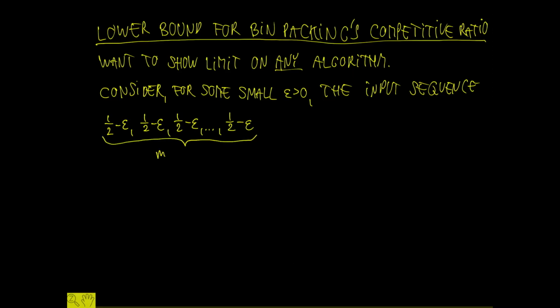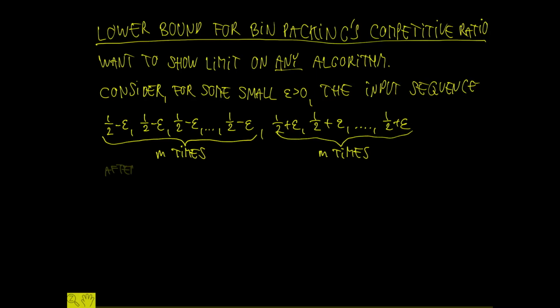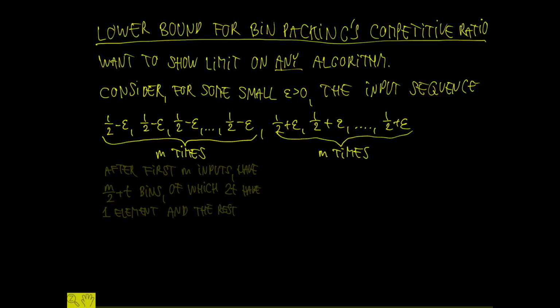a bunch of half minus epsilon size inputs. The number of repetitions is called m, and then a bunch of half plus epsilon, also occurring m times. After the first m inputs, we have placed these items in some set of bins. It's going to be somewhere between m/2 and m. So let's call this number m/2 plus t. Of those, 2t will have only 1 element in them, and the rest are going to have exactly 2 elements in them. That's the only way we can achieve m/2 plus t bins.